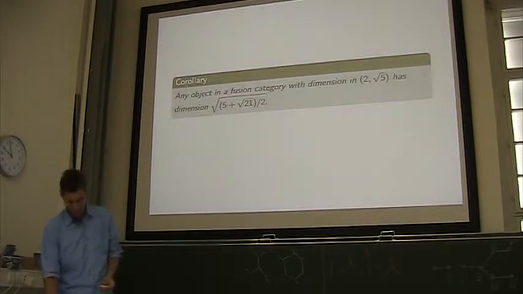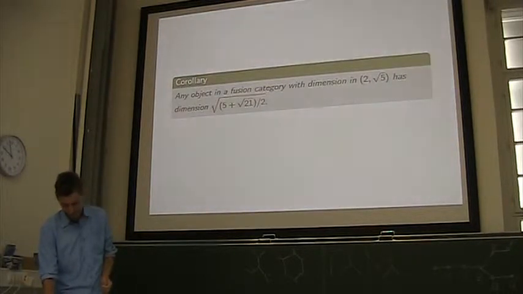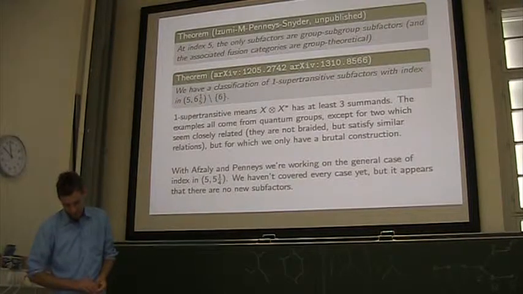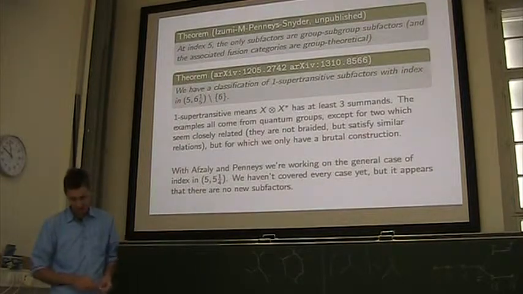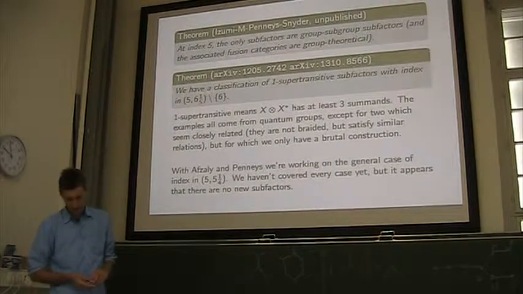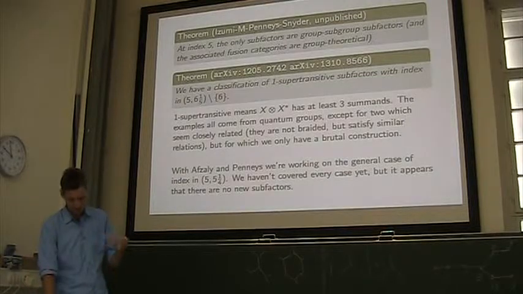It turns out there's actually a purely number theoretic proof of this corollary as well. It doesn't mean anything about subfactors. Okay, we have a few more things that we're trying to do at the moment. We know it's index 5 subfactors, they're all basically coming from group theoretic data.